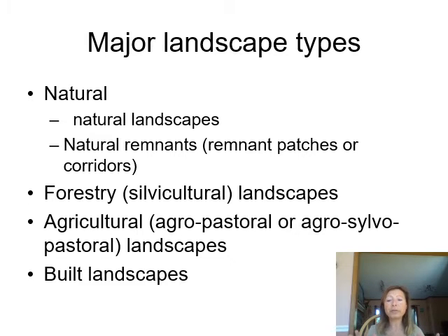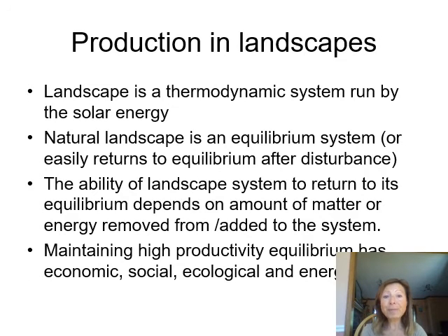And if you think about the landscape as a heterogeneous thermodynamic system, this is really important here to see what is the level of transformation of the landscape by humans. So landscape is a thermodynamic system run by solar energy. Everything that is happening on our planet is really moved by the energy coming from the sun.